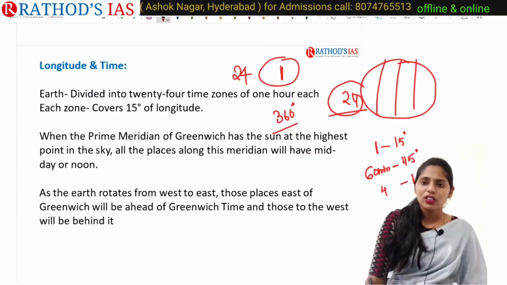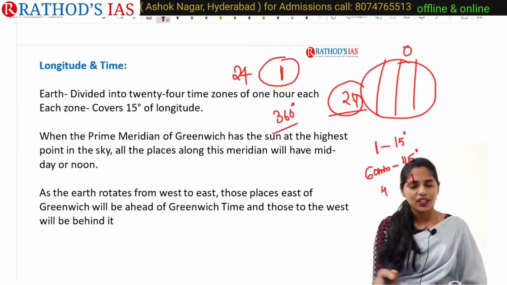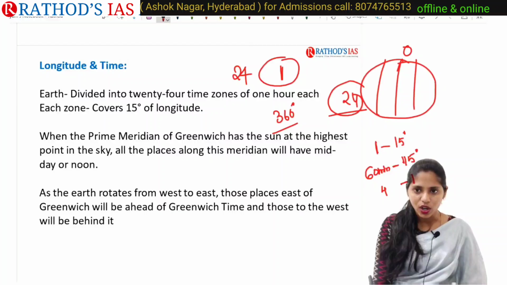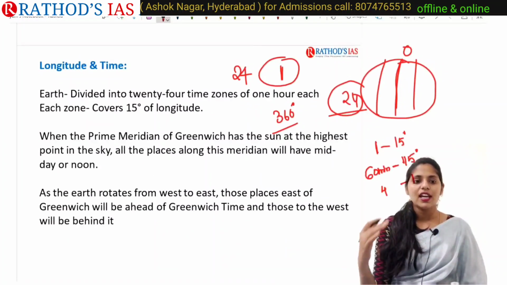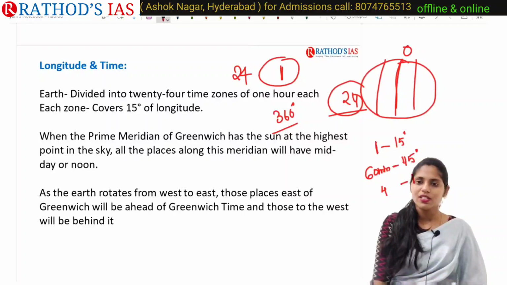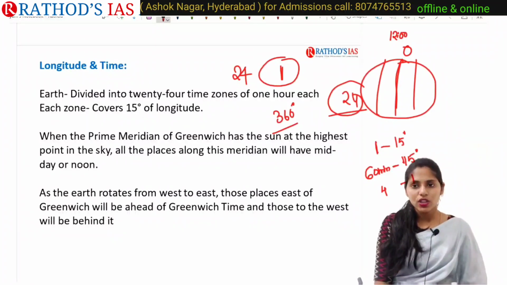Let us take this as our 0 degree longitude. At this 0 degree longitude, the sun is at its highest position in the sky. That means let us take it that it is 12 noon here. If you want to calculate the time ahead of this 0 degree longitude, say at 5 degrees east longitude.